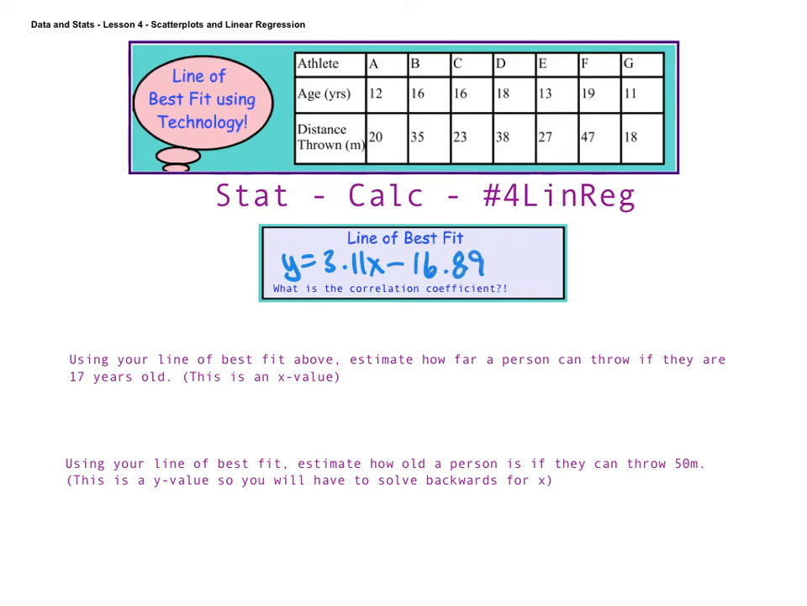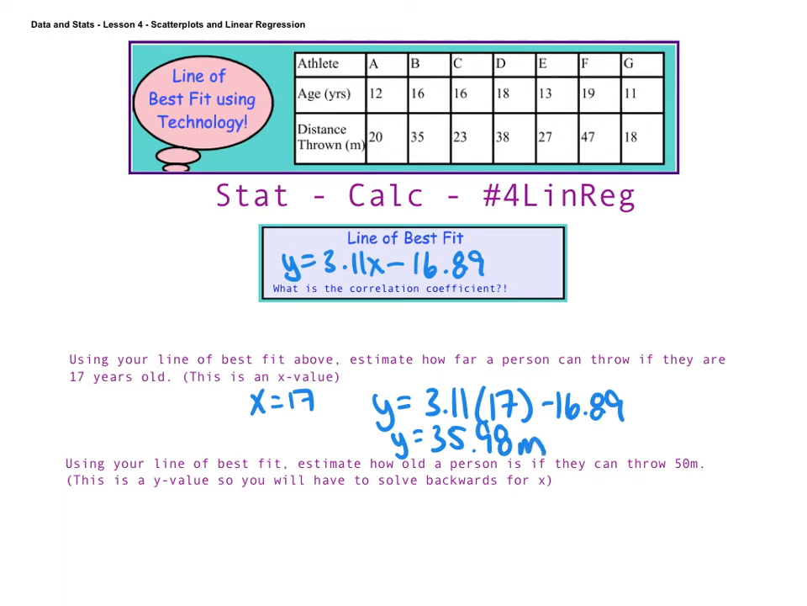Using our line of best fit, estimate how far a person can throw if they are 17 years old. That means x equals 17. So you're going to substitute x for 17 to find how far the person can throw. I just input the data into my calculator, and I have 35.98 meters.